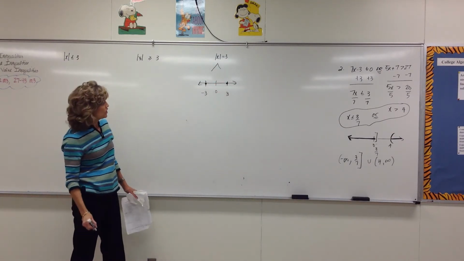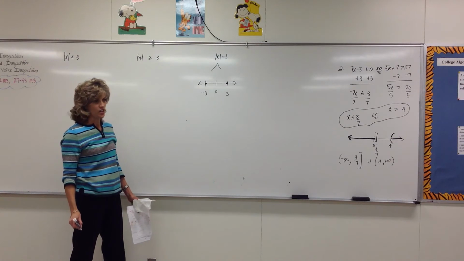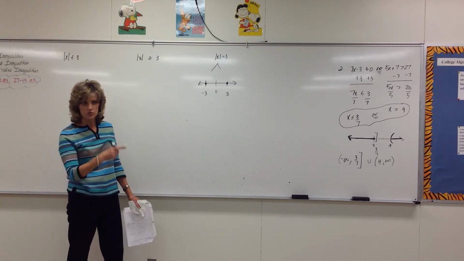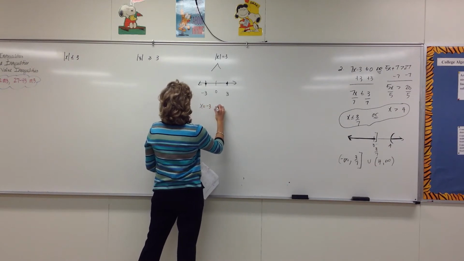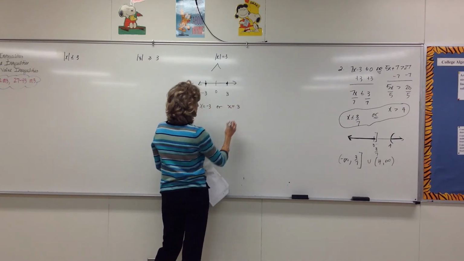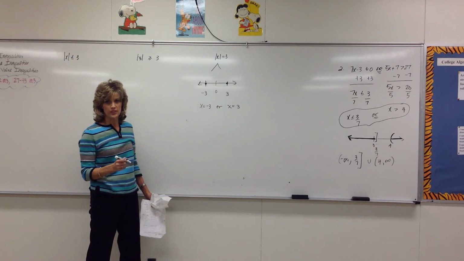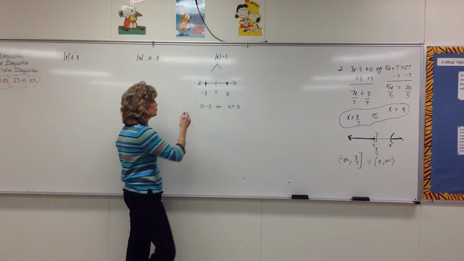So the solution on this one, there's the graph. It's not an entire interval, it's just 2 distinct locations. X is either negative 3 or X is positive 3. We've done absolute value equations before. They always have 2-part solutions.